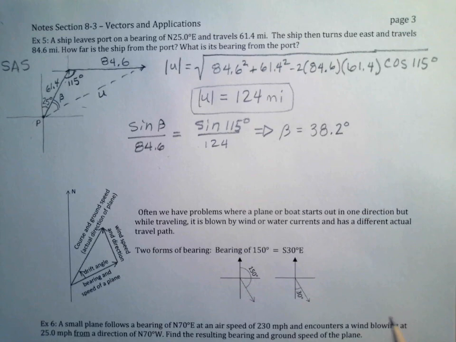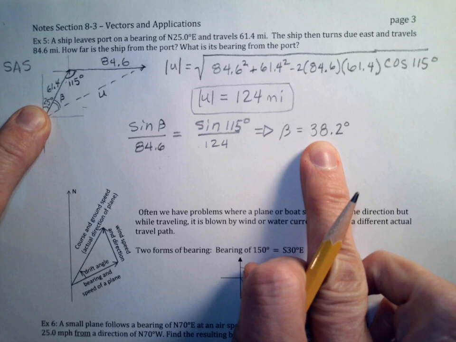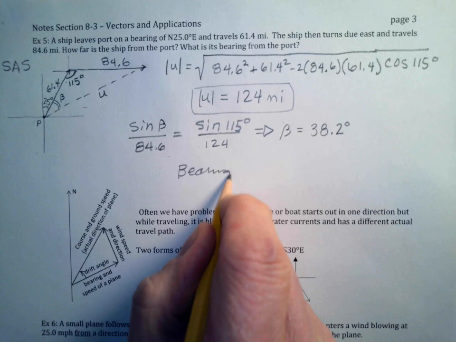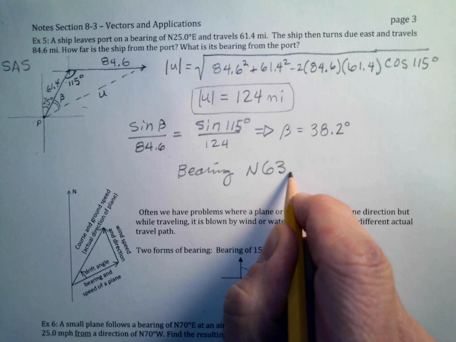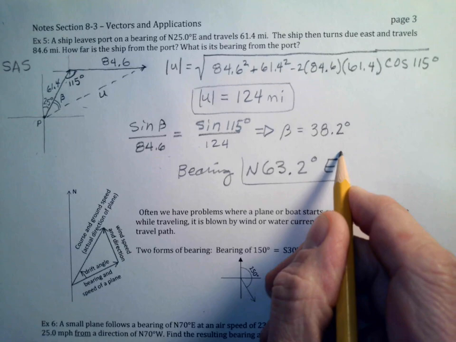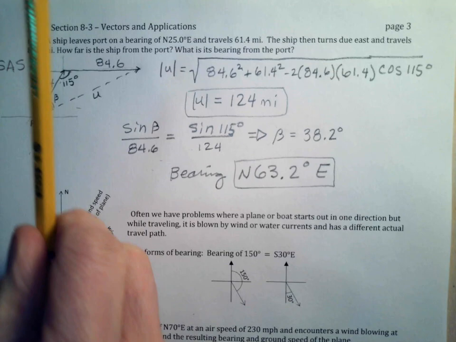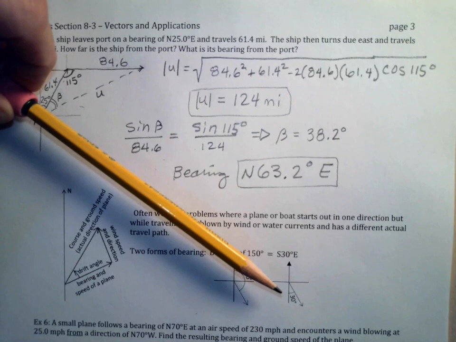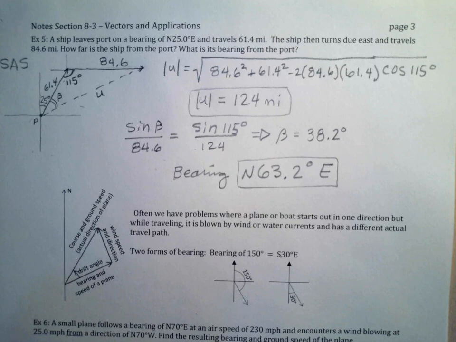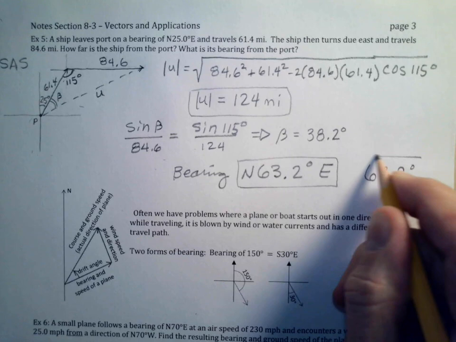Together with the 25.0 degrees that they gave us, we can say the bearing is north 63.2 degrees east. That's one way of giving a bearing. Remember, another way of doing bearings was, in this case it's going to be the same number, but it's from the north, how far are you rotating? Even if you had to go past due east, you would just give that whole number. So we could just say a bearing of 63.2 degrees. Either way, remember we had two ways of doing bearings.